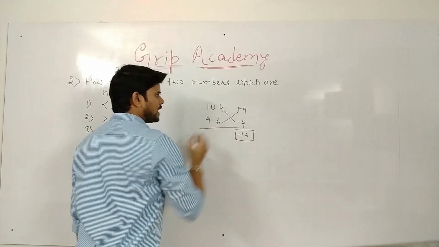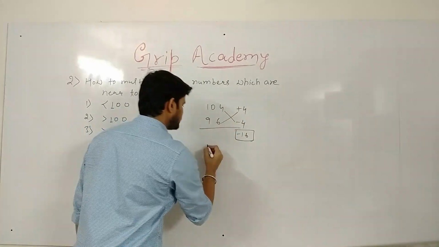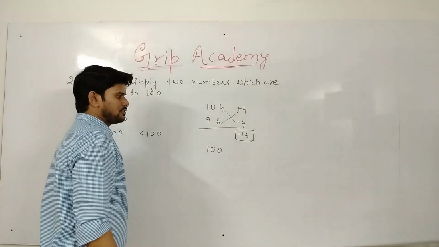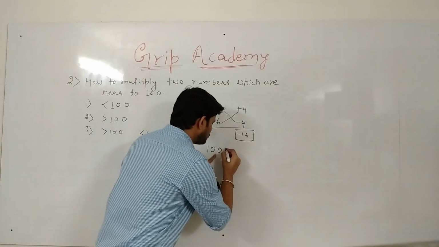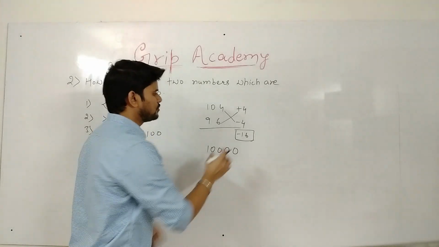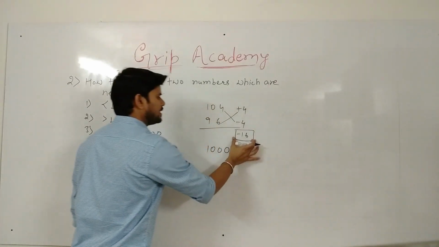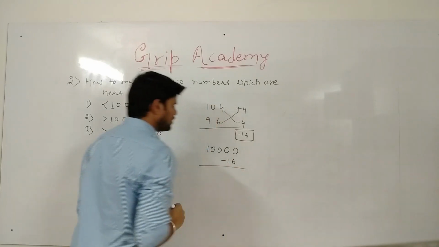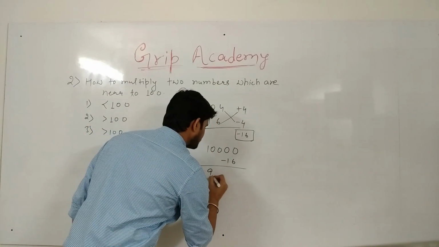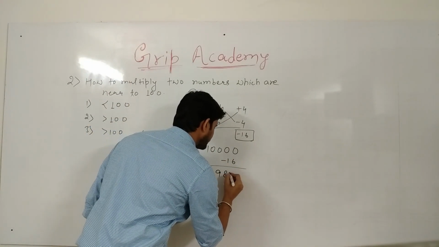Now either you add this or add this. So 104 minus 4 is how much? 100. Now what I told, after adding this, whatever number is coming here, we will put 20, and then whatever number is coming here, that number we will be adding here. So minus 16, so we will add minus 16. So how much will we get? 9984.